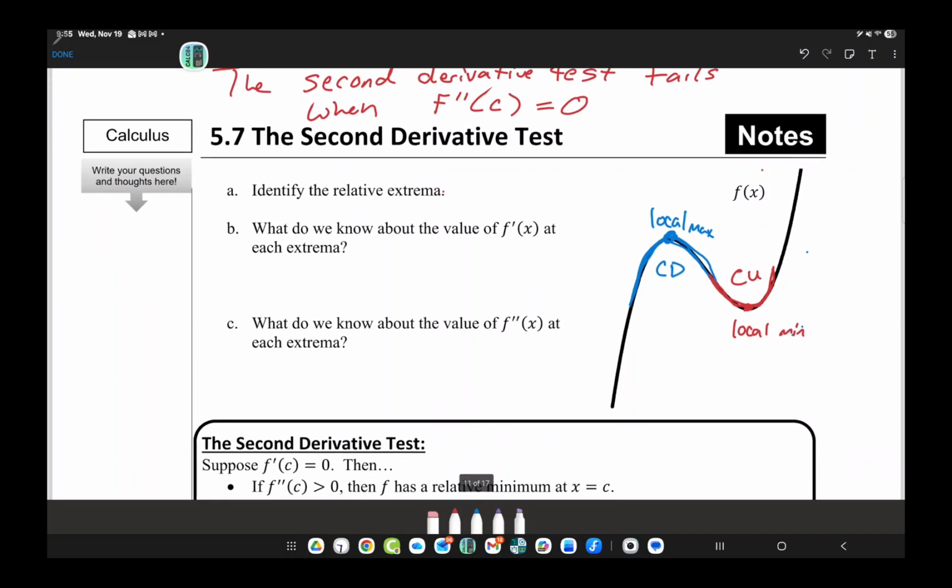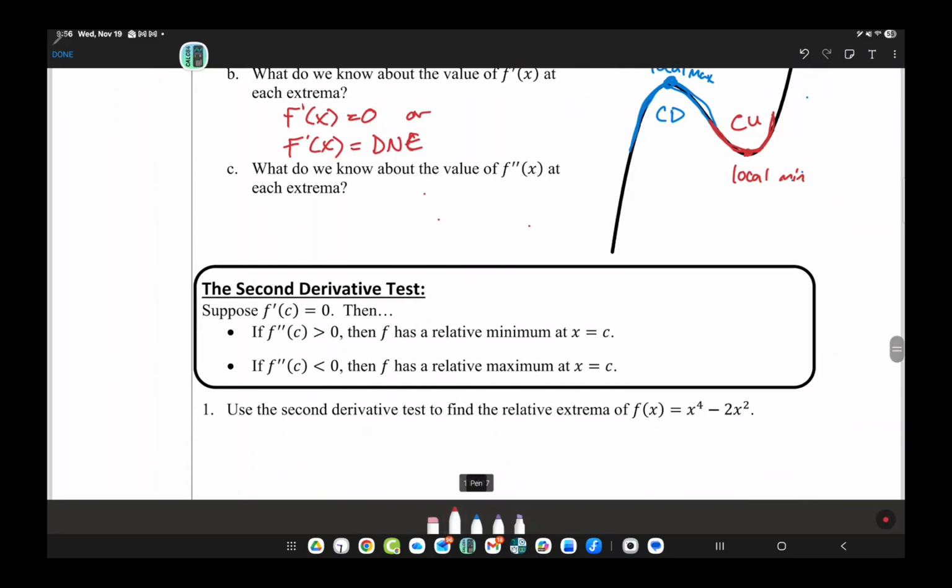All right, so we kind of mentioned this. What do we know about the value of f prime of c at f prime of x equals 0? We know that f prime of x is equal to 0, or f prime of x does not exist. Those are the two rules. What do you know about the value of f double prime at each extreme? Well, again, we just talked about it, where it's concave up and concave down. The rule we just stated does state, suppose that f prime of c is equal to 0. Suppose we find your critical points. Notice what's not there from part B.